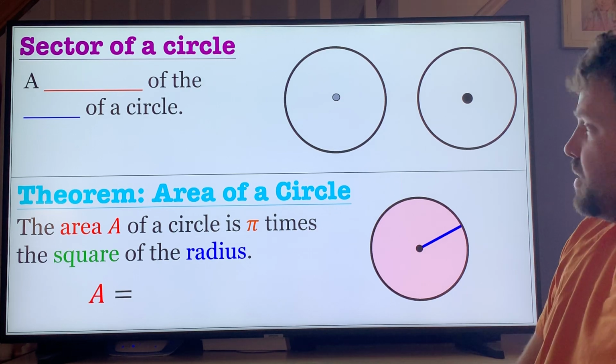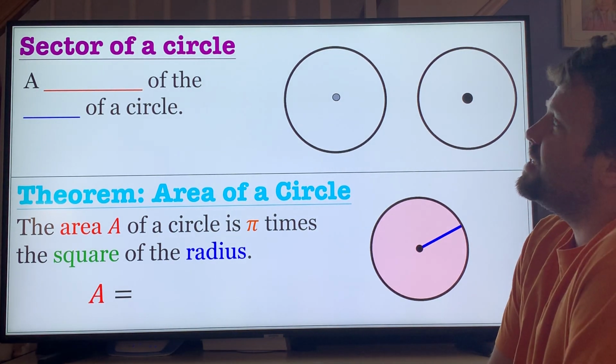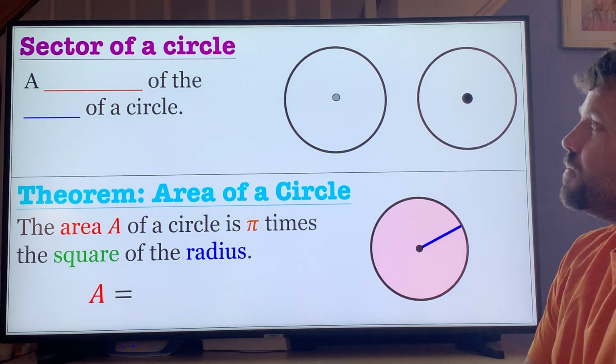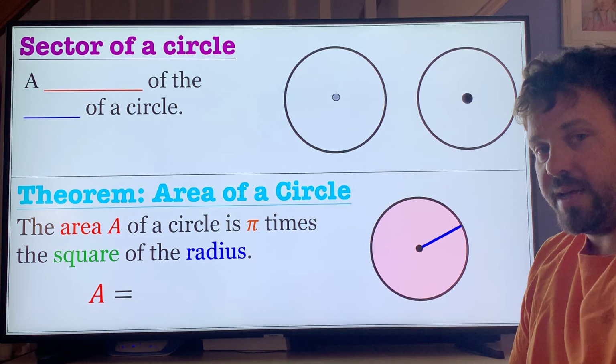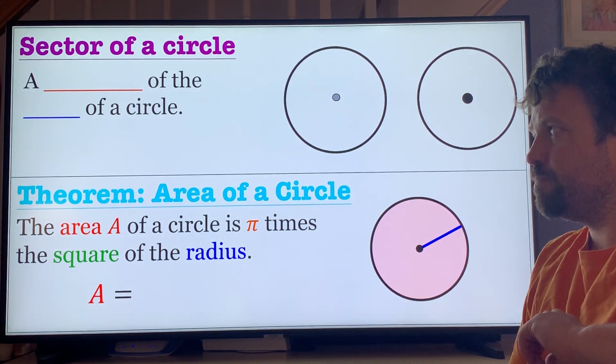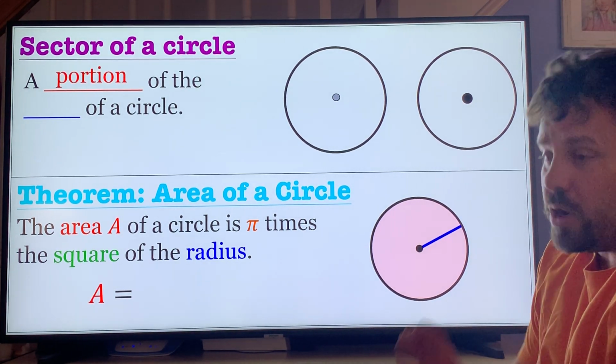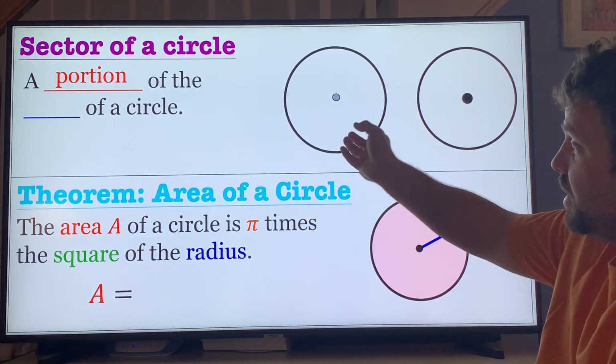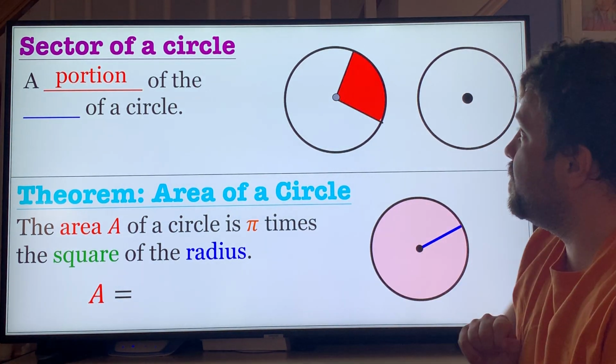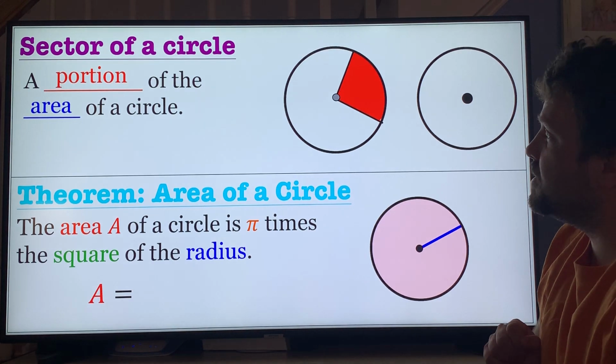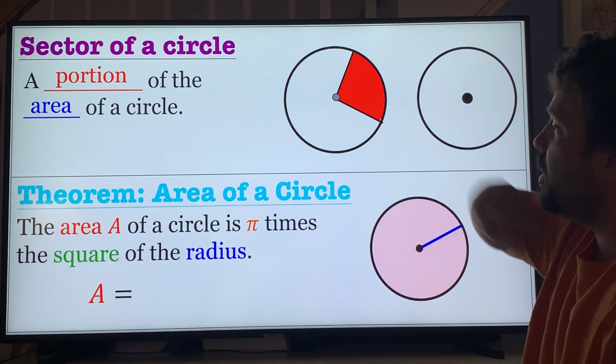Now let's get into our lesson. The first thing you need to know: what exactly is the sector of a circle? What do you think it is? Answer real quick. All right, if you said it's a portion of the area of a circle, you were correct. It's just a part of the area of a circle.